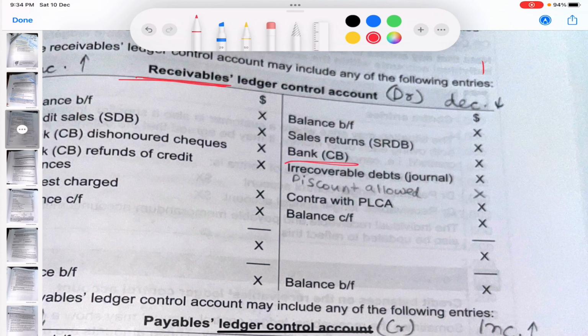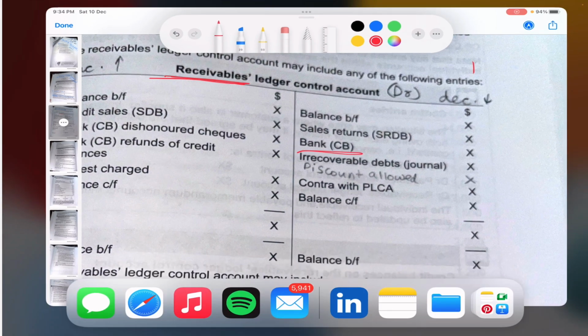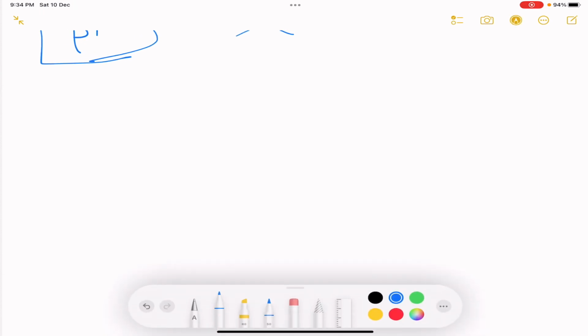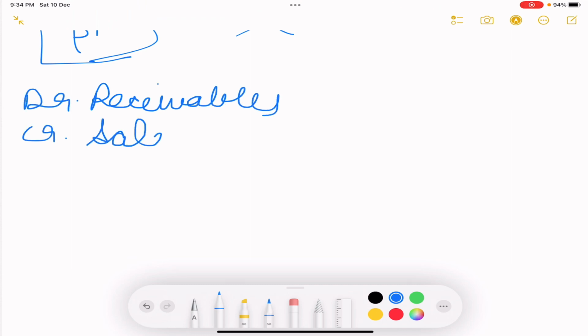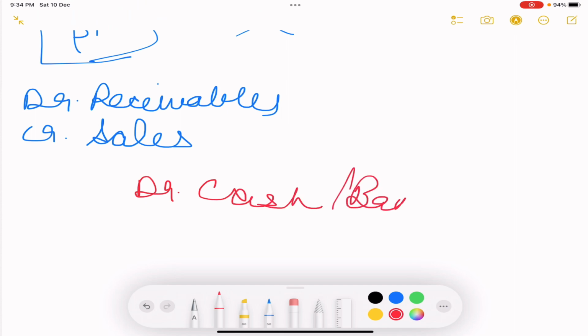Bank. Now what is bank? What was the journal entry? In general, what was the sales journal entry? Debit receivables, credit sales, right? After a few days, on the due date, when they pay, what is the journal entry? Debit cash or bank, and credit receivables. Why do we do this?